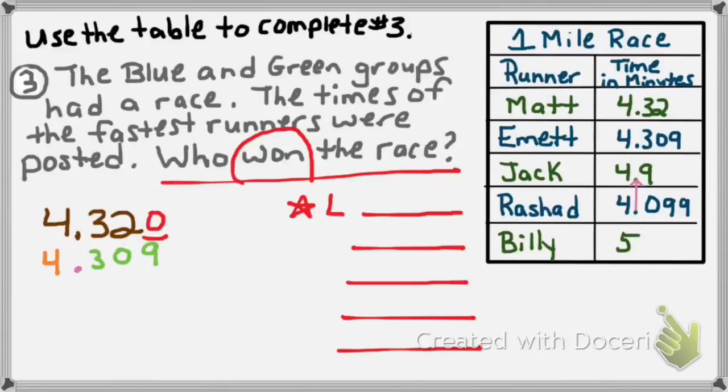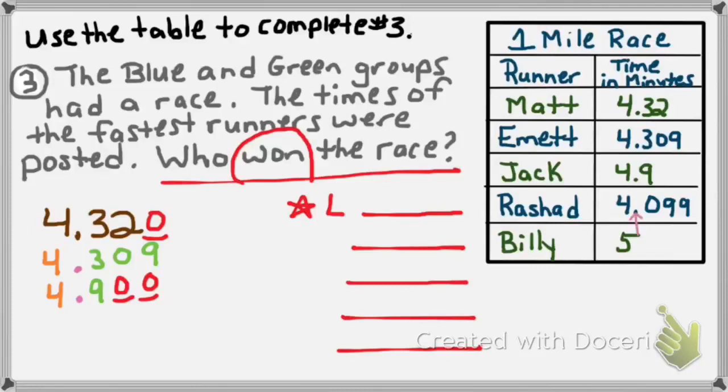Now I'll look at Jack's time. So I have my decimal, I put it under the other decimals. To the left is a 4, I write the 4. To the right is a 9, I write the 9. Check my columns, 3 digits good, 3 digits good, only 2 digits, so I need the place value 0. And I'm ready to move on to the next number.